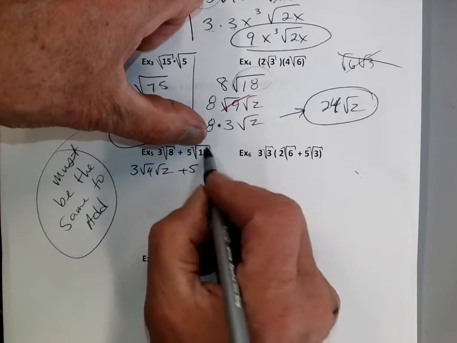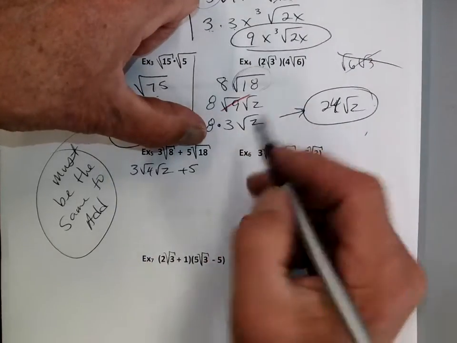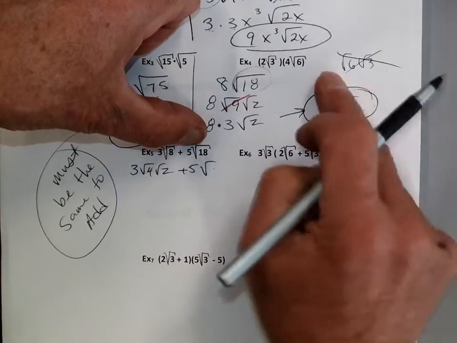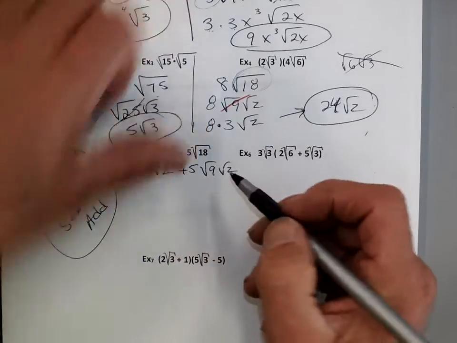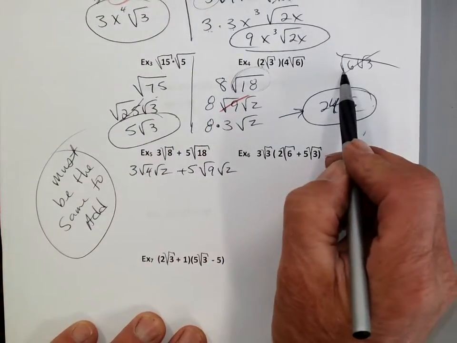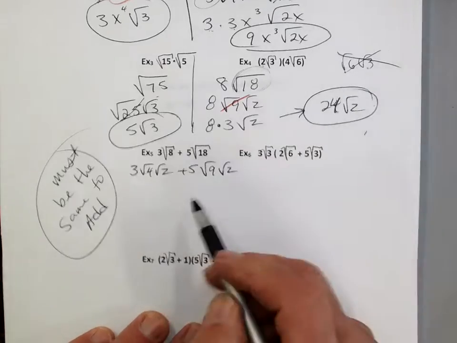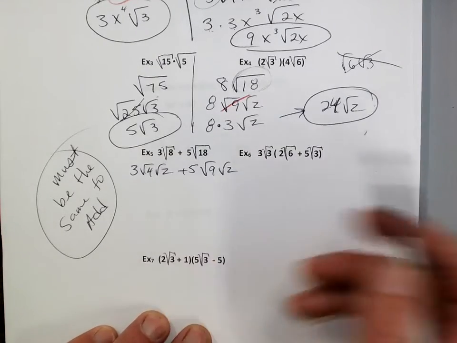And then the square root of 18. Let's see. We've been doing that one. That's going to be 9 and 2. Not 3 and 6. Square root of 9. Square root of 2. Okay? Why not 3 and 6? Because there is no square root of 6 and there's no square root of 3. That's why. But there is a square root of 9. Okay, so let's keep going.